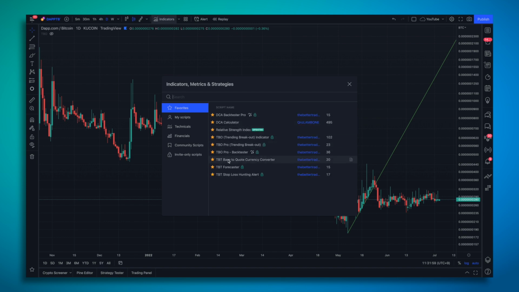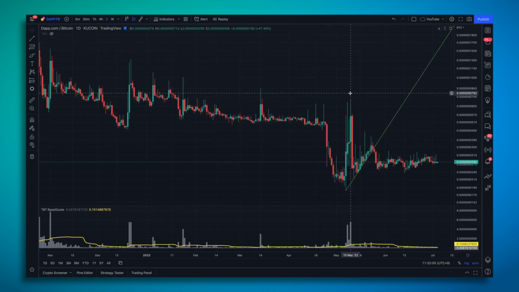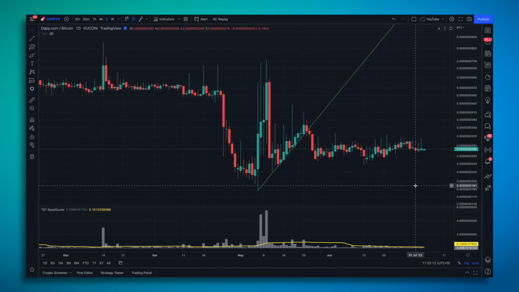It's going to be right here, TBT base to quote currency converter. Click that, and now we can see the volume traded in Bitcoin value, which is what we need to know because we're using Bitcoin to trade DAPT.